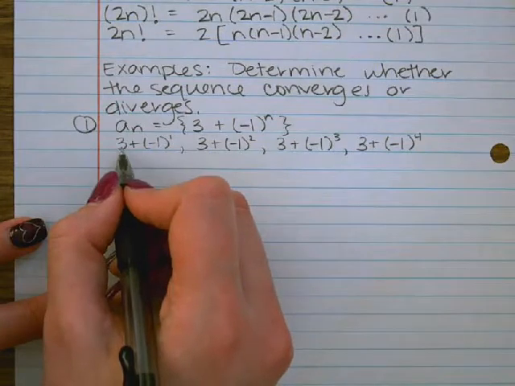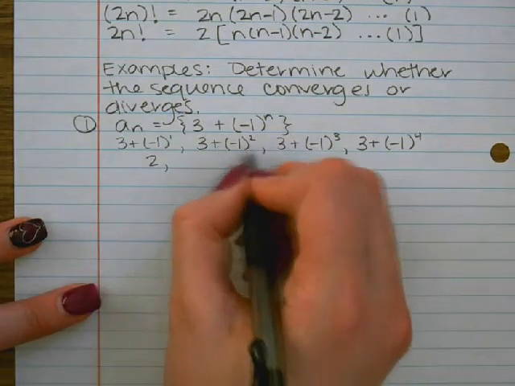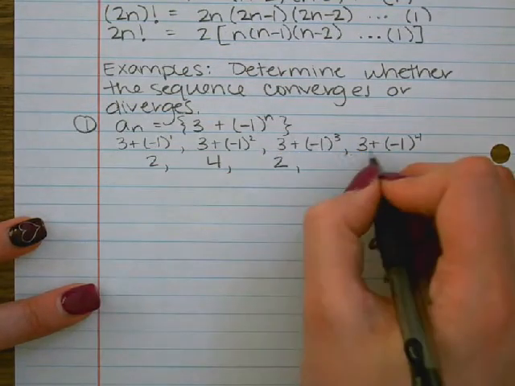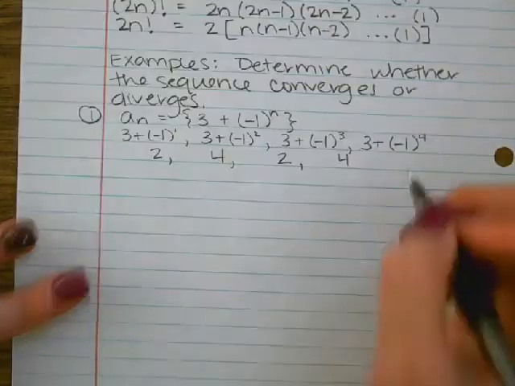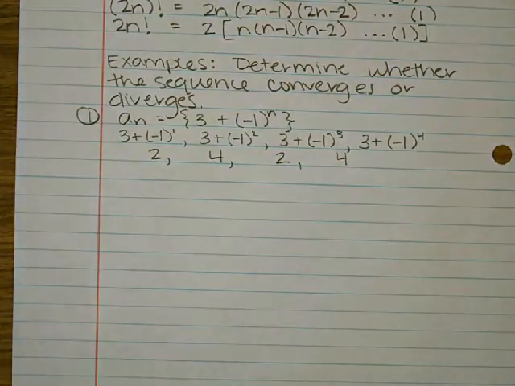So this would be 3 minus 1, that's 2. 3, that'd be plus 1, that's 4. 3, that'd be minus 1, that's 2. 3, that'd be plus 1, that's 4. So this sequence is going to go back and forth between 2 and 4.